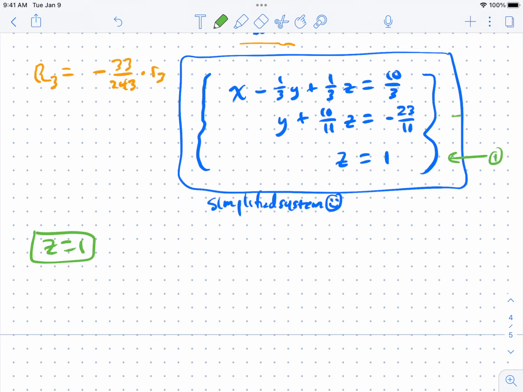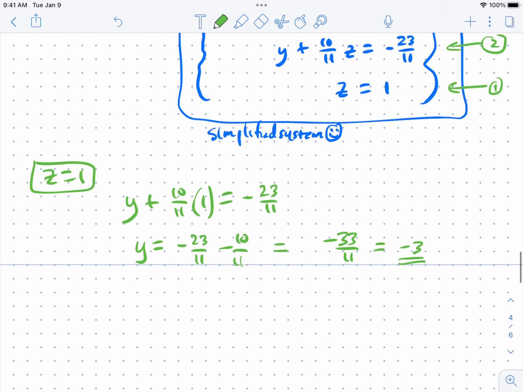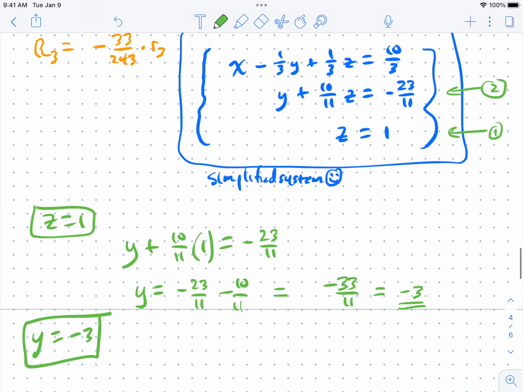So you did that first. Now you look at this equation. You just kind of go back up the thing here. And you say, well, y plus 10/11 times z, but we know z is 1, is equal to negative 23/11. So if you solve this, that says y plus 10/11, so we're going to need to subtract 10/11 on both sides here, right? And that's a negative 33/11. And guess what? That's just a negative 3. So y equals negative 3. Woohoo! All this work with the fractions just to get these nice answers. Well, that's fine.